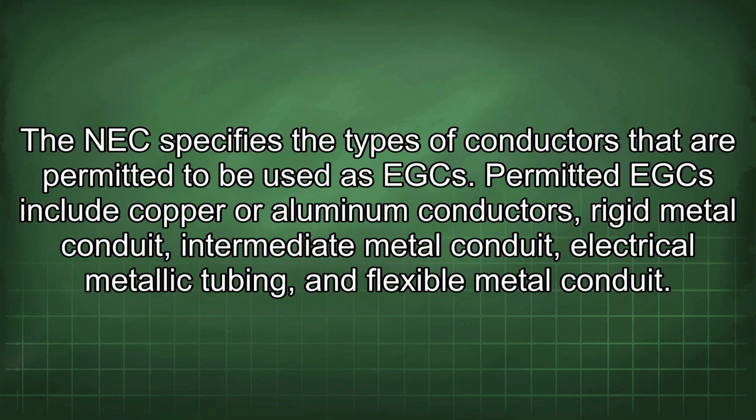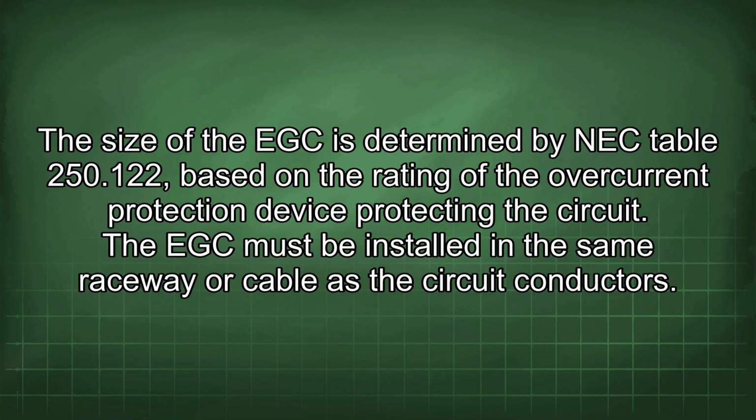The NEC specifies the types of conductors that are permitted to be used as EGCs. Permitted EGCs include copper or aluminum conductors, rigid metal conduit, intermediate metal conduit, electrical metallic tubing, and flexible metal conduit. The size of the EGC is determined by NEC Table 250.122 based on the rating of the overcurrent protection device protecting the circuit.